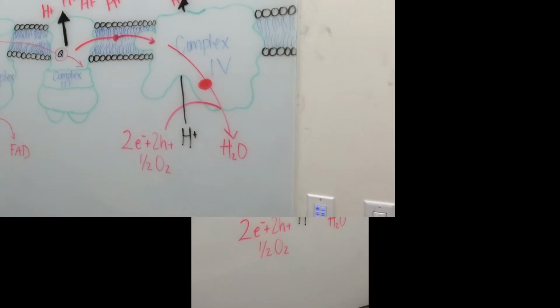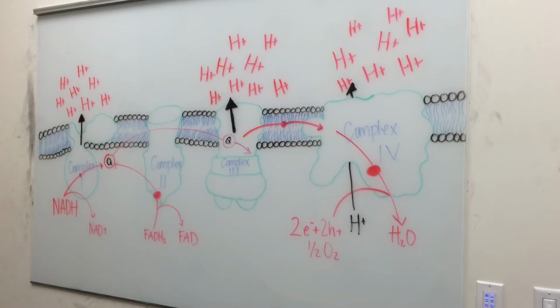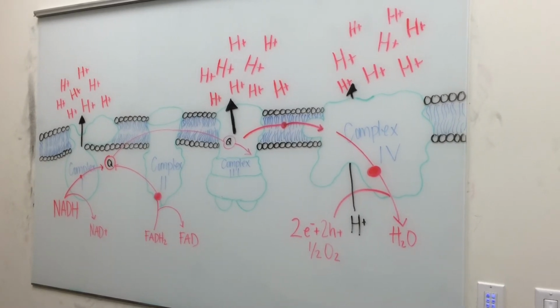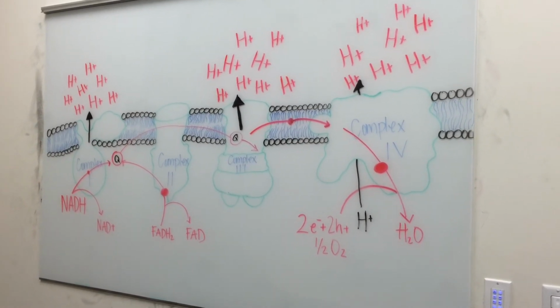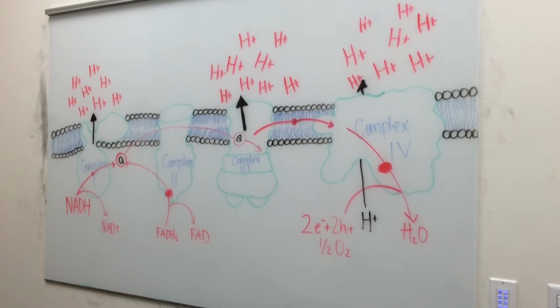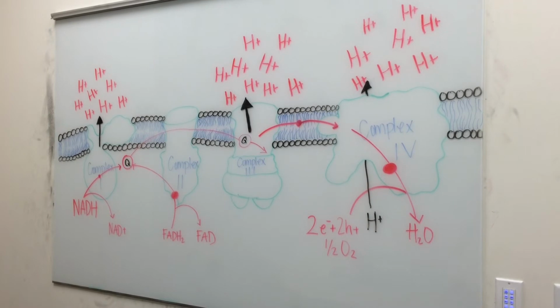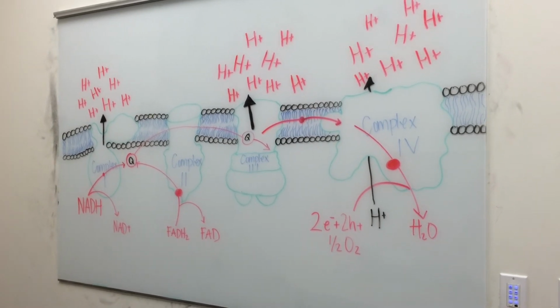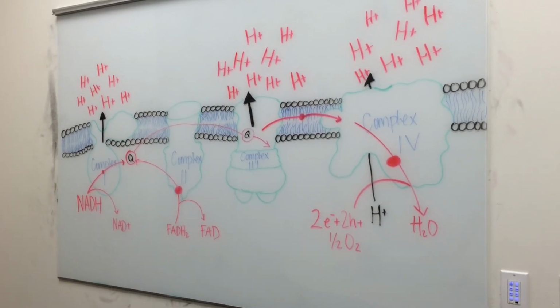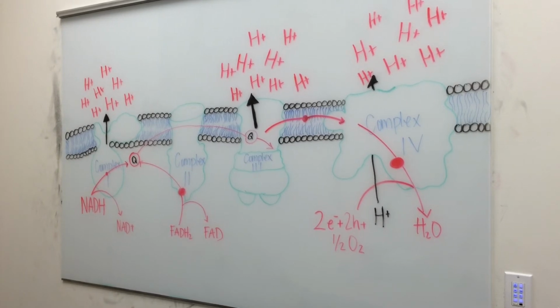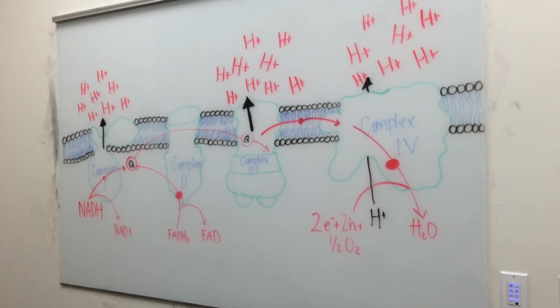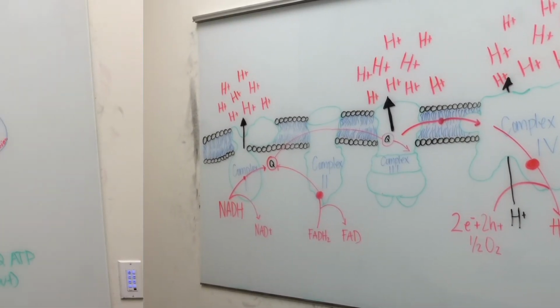Throughout these 4 complexes, keep in mind that hydrogen ions are being pumped out of the matrix into the intermembrane space. This will equal a negative charge in the matrix space and a positive charge in the intermembrane space. Also keep in mind that complexes 1, 2, 3, and 4 are also known as cytochromes, aka electron carrier proteins.